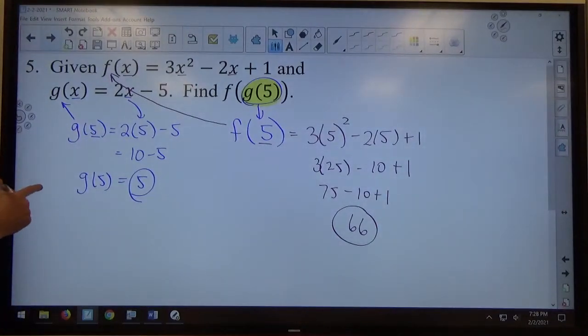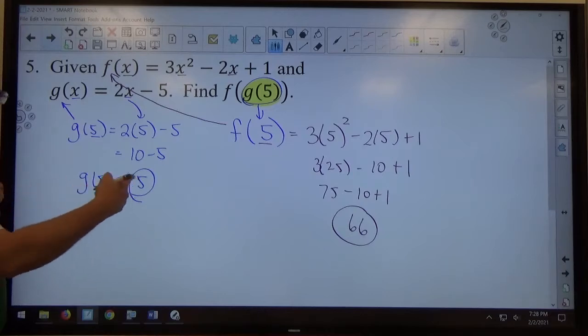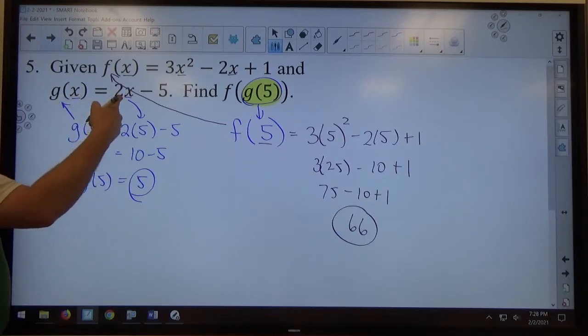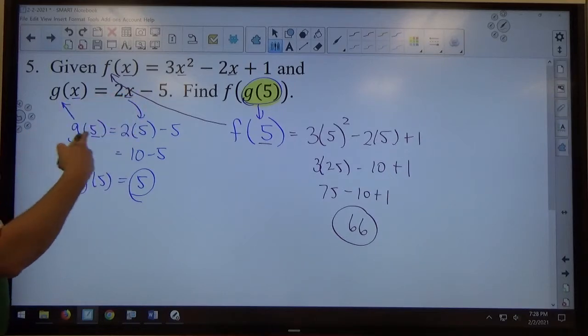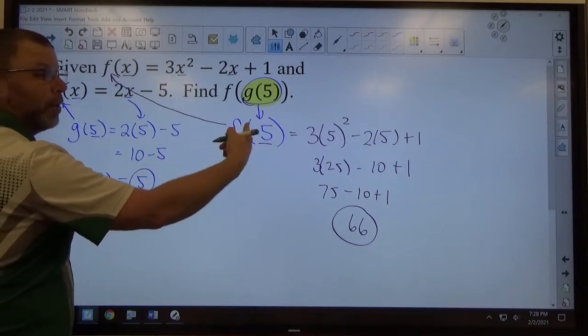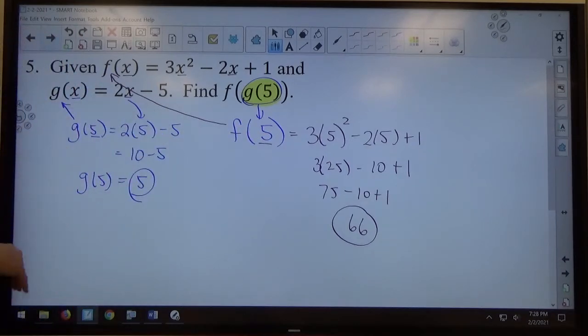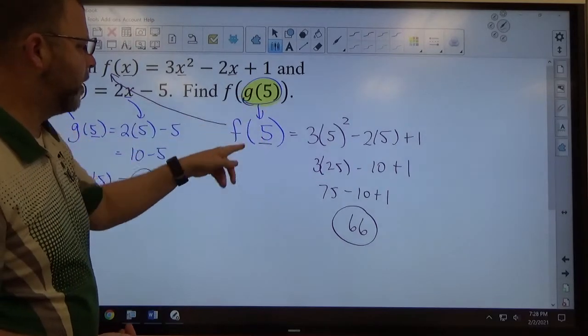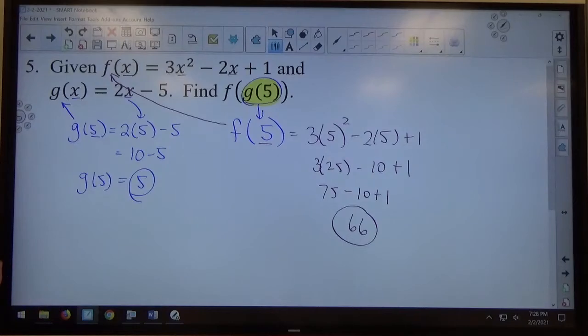One point of order, the fact that g of 5 equals 5 is coincidental. It does not have to be the same number there. I could have just as easily said g of 3. 2 times 3 is 6 minus 5 is 1, so it said f of g of 3. Now all of a sudden g of 3 is equal to 1. Now over here we're doing f of 1, so whatever that equals. So keep in mind that you're going to evaluate this to some number. It doesn't matter what the number is. That number goes in place of g of 5 and then figure out the f part.